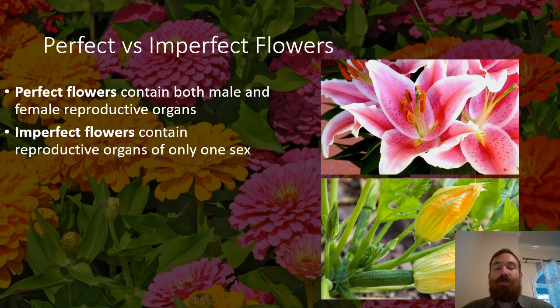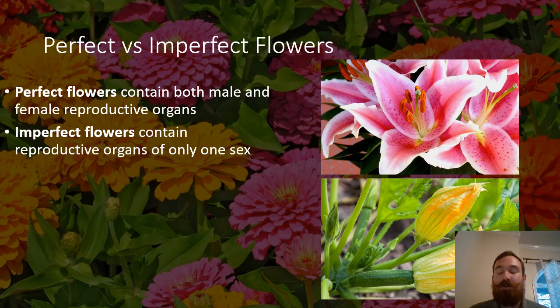So the examples I've shown you so far have all had both male and female reproductive organs within the same flower, and this is not always the case. In some plants like lilies, we can see clearly that we have 6 stamens and 1 pistil. So we have both male and female reproductive organs within the same flower, and we would describe this flower as perfect. Not all plants do this.